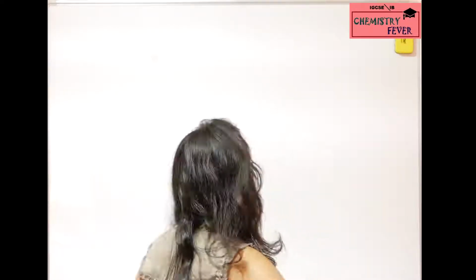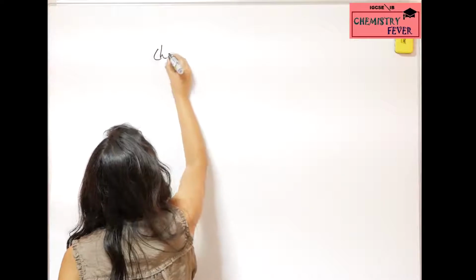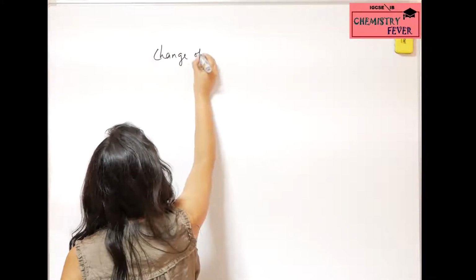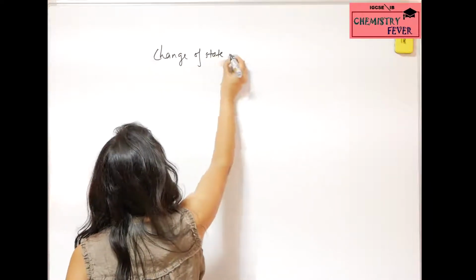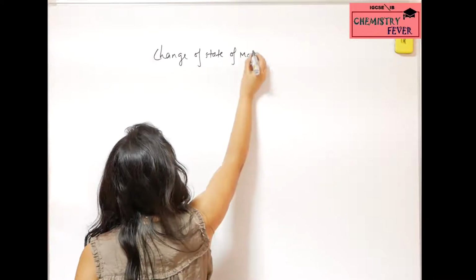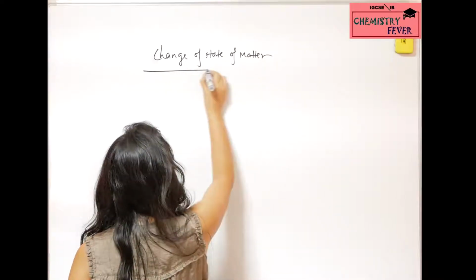Particulate nature of matter. We have already studied kinetic theory of matter and solid, liquid and gases. So now we are going to extend our discussion and discuss the third topic, that is change of state of matter.